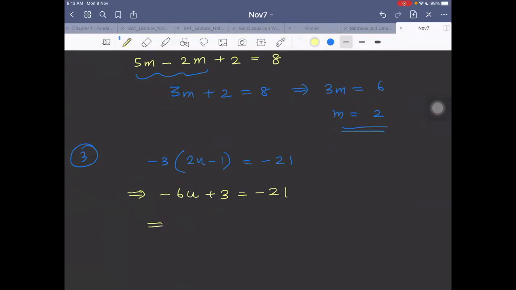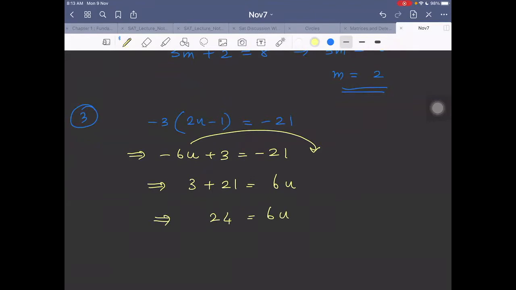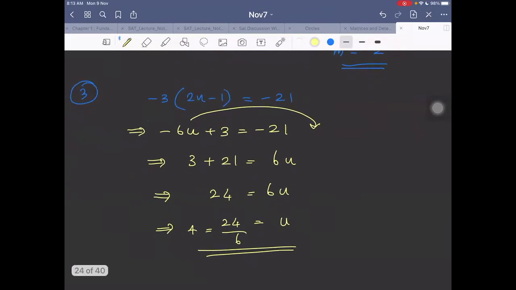So you take -6u to the other side to get a positive number, and -21 to the other side, we have 3 plus 21. So we have 24 is equal to 6u, and we have u is equal to 24 divided by 6, which is nothing but 4. Okay, this is okay, right?